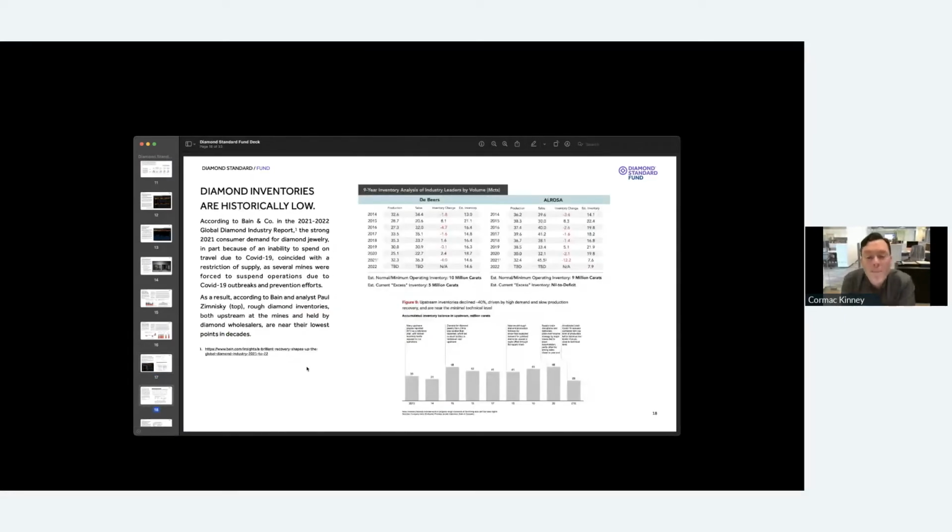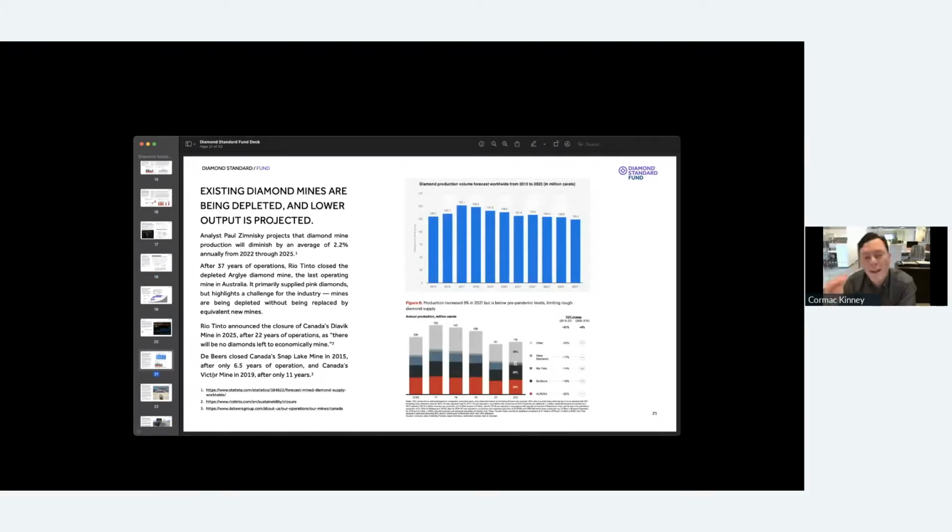However, as I mentioned, diamond inventories are near their all-time low. A, because the mines shut down, but B, more importantly, they haven't discovered a new diamond mine in over 20 years. Diamonds are being depleted globally. This chart on the top right shows that decline has been consistent since 2017. And in fact, the projections are that diamond production continues to decline by at least 2% per year going forward, and then it falls even faster.